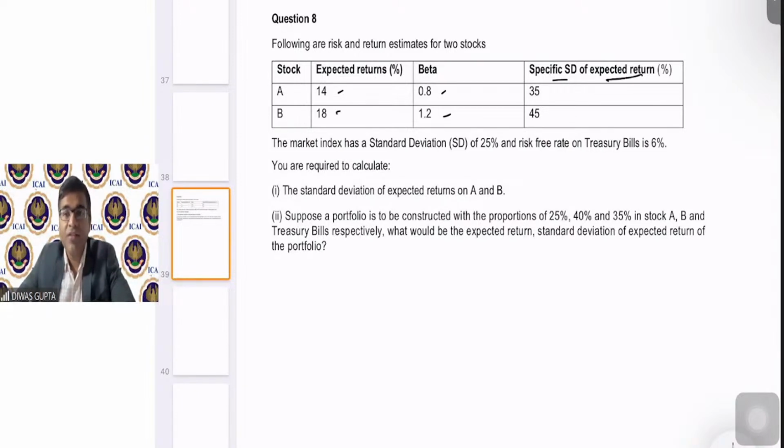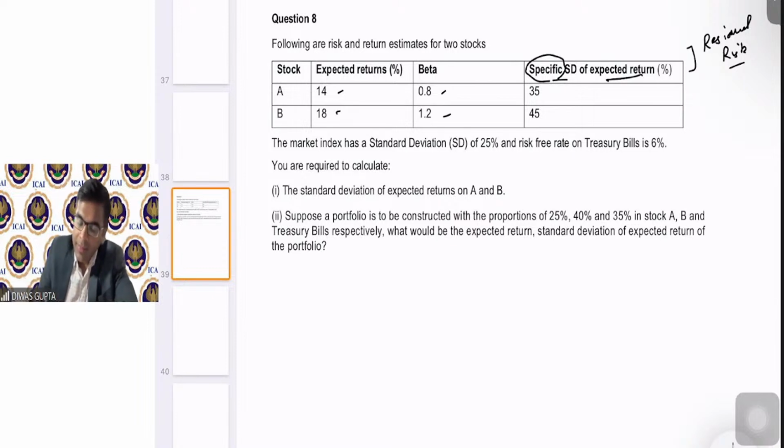Now, students, this specific SD, which means specific standard deviation of expected return, would mean that they are trying to give us the residual variance, the residual risk, I mean. Why? Because this is very specific to the company that is mentioned. It's not generic. Correct? Then they have also given us the market index has a standard deviation of 25%, which is fine. And the risk-free rate on treasury bills is 6%. So they have also given us the market standard deviation and risk-free rate.